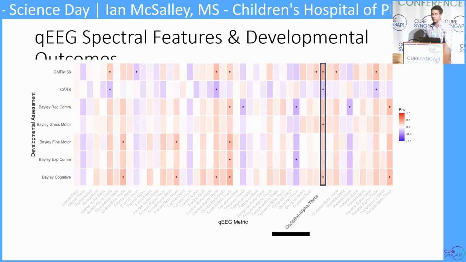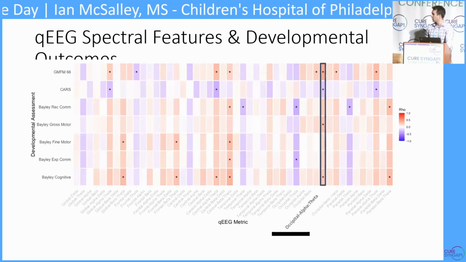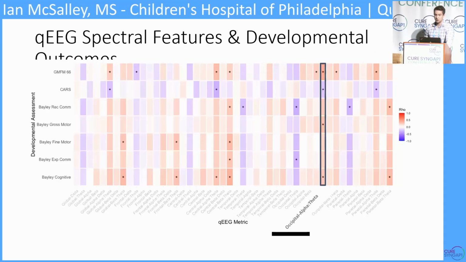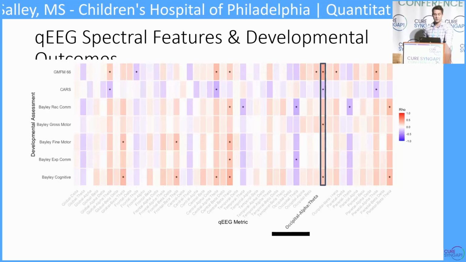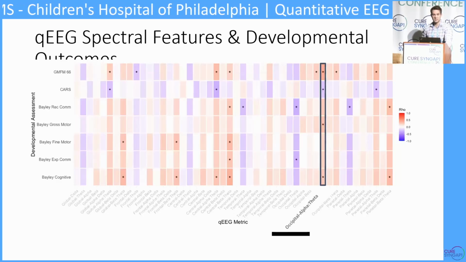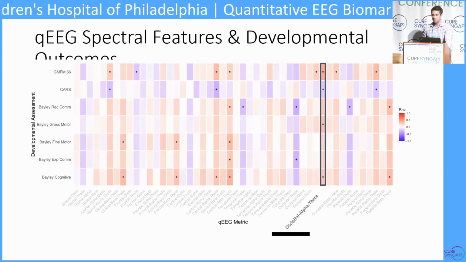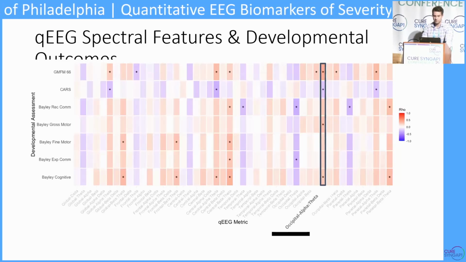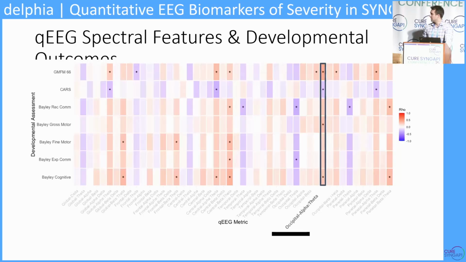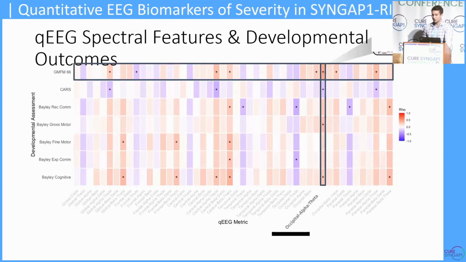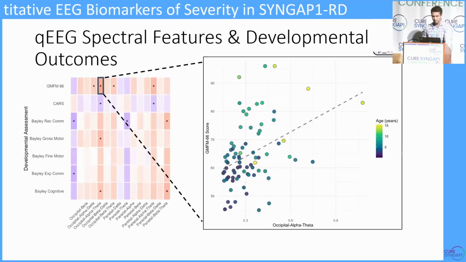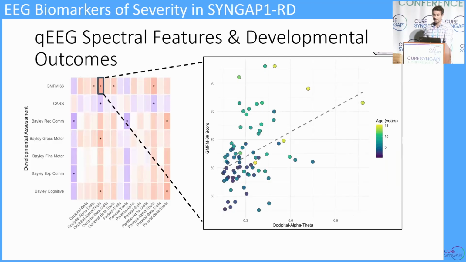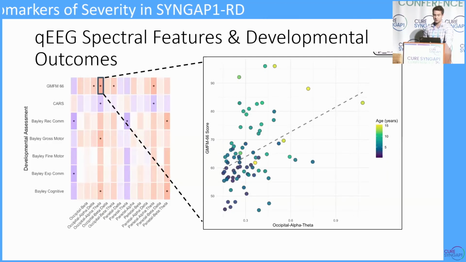If we go looking for the winner of our model's feature importance, we see that the occipital alpha theta does indeed show some correlations, and in fact when we measure it against the GMFM66 we see it as the most significant pairing of all 366 correlation tests. Here's a look at the underlying data. This indicates that there is a notable direct association between the particular assessment and feature pairing.